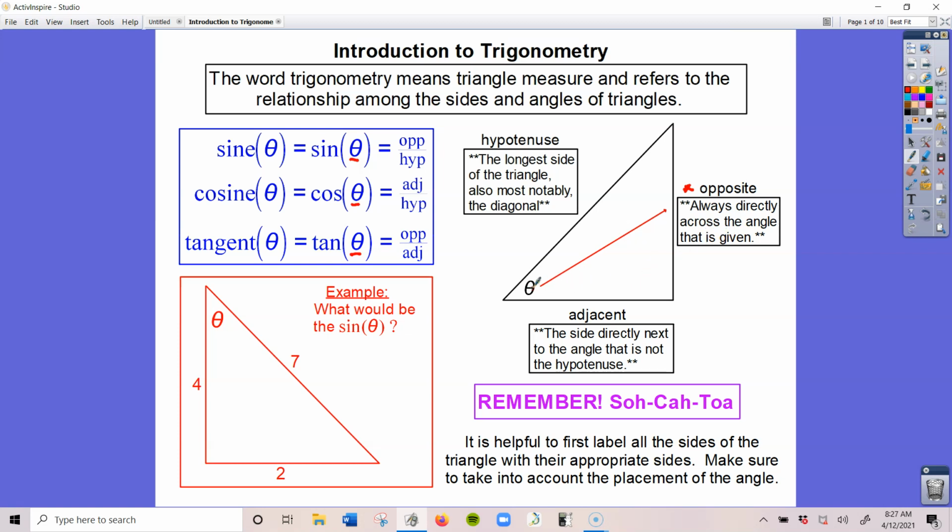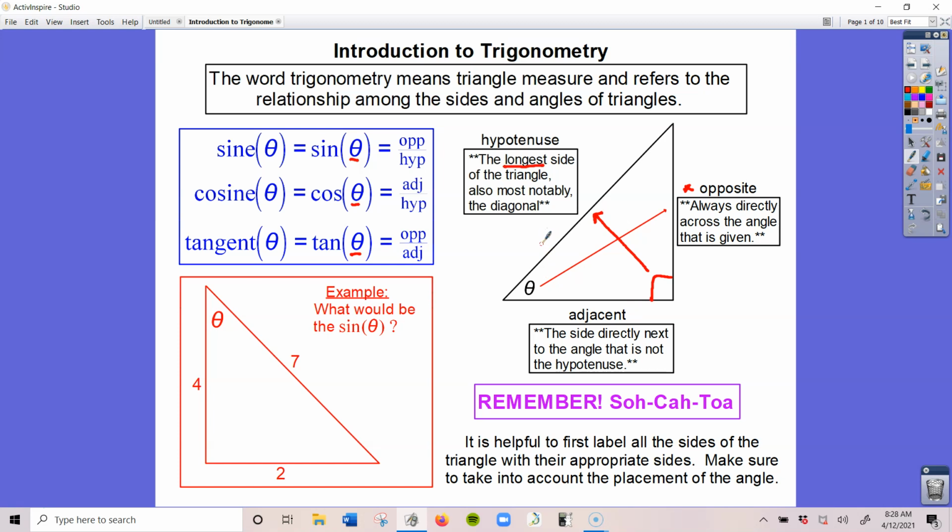The adjacent side is the side that is directly next to the angle and touching that angle. And the hypotenuse is always the longest side of the triangle, also most notably the diagonal. However, I don't necessarily use the diagonal to represent the hypotenuse because depending on the orientation of the triangle, it may be difficult to tell what is the diagonal, but it is always the longest side and directly across from the 90-degree angle. Now this is important as well.